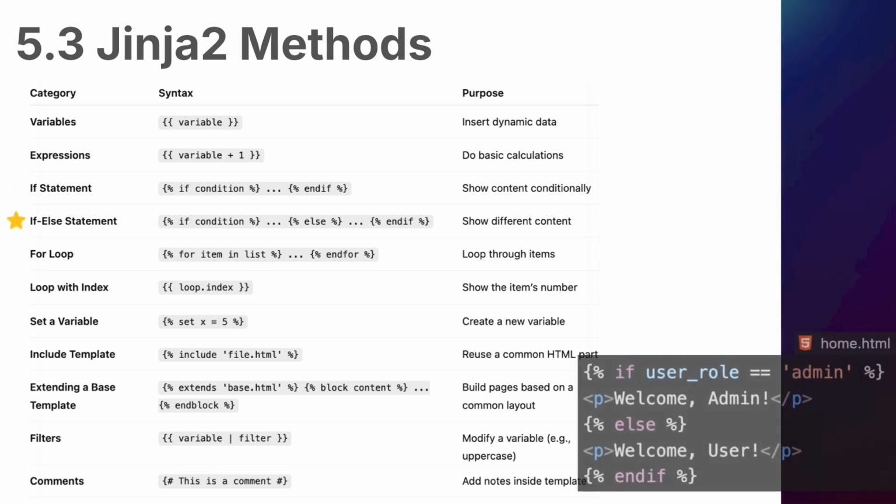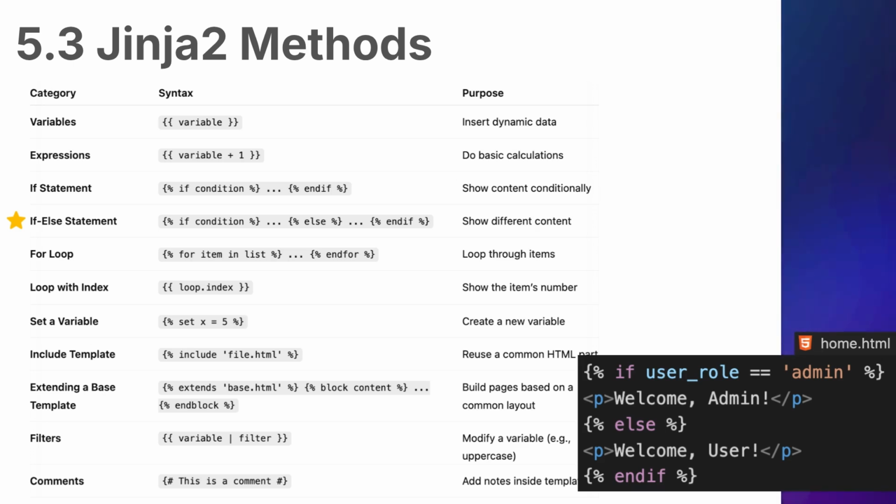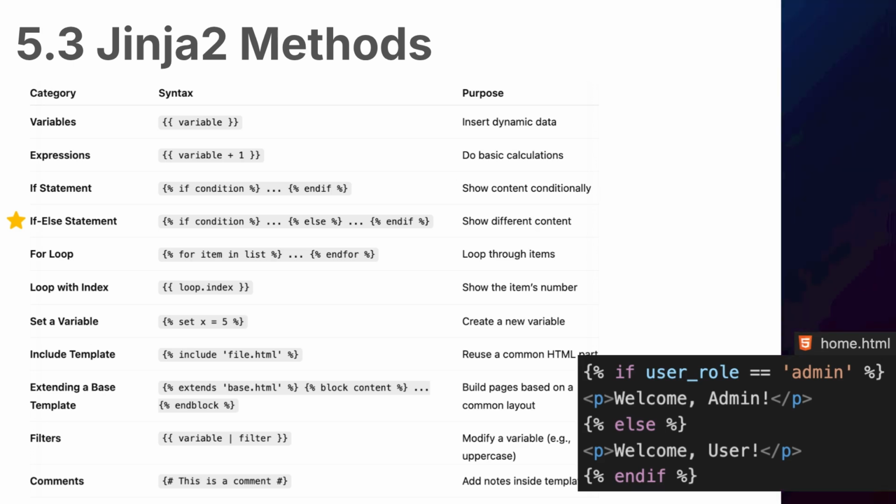Next, if-else statements. You can add another statement by using else. For example, let's say you want to check a user's role. First, check if the user role is admin. If it's true, it shows welcome admin. Otherwise, it shows welcome user.